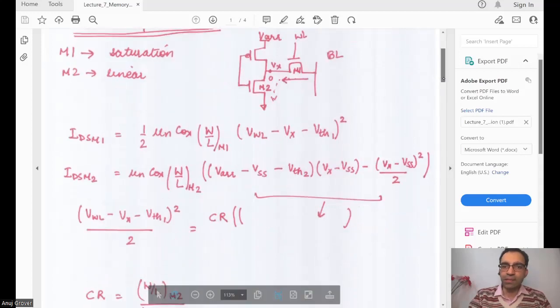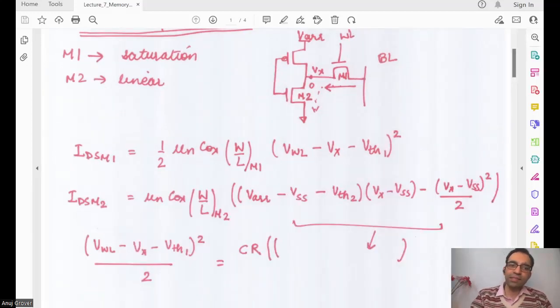Yeah, we have the pass gate and the pull down devices. And we say that the pass gate is in the saturation region of operation. So we look at the first order equation in this analysis as of now. That is the equation 1/2 μn Cox W/L of M1 into VGS, where VGS would be VWL minus Vx minus Vt, the whole squared. That is the current that the pass gate is sinking.